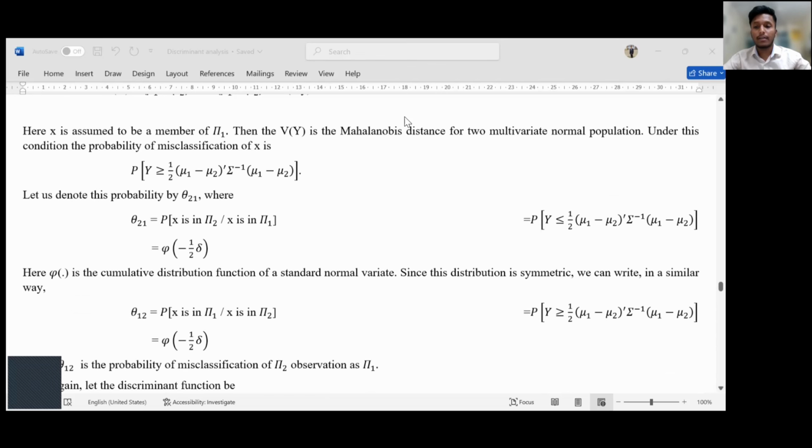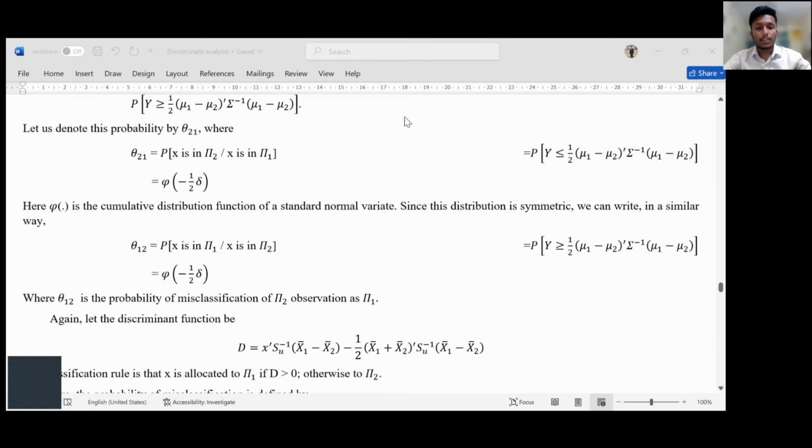Since the distribution is symmetric, we can write in a similar way theta 12, the probability that x is in population 1 given x is in population 2. It means that the object belongs to population 2, but it is classified into population 1. It is equal to the probability of y greater than or equal to 1/2 (mu1 - mu2)' sigma inverse (mu1 - mu2), which is phi of minus 1/2 delta, where theta 12 is the probability of misclassification of a population 2 observation as population 1.